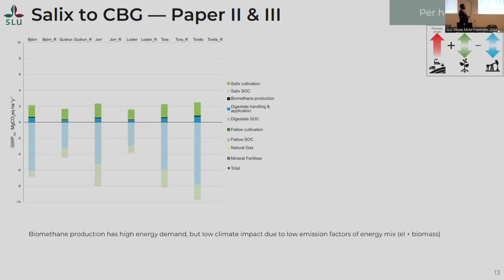And one thing of importance in this was that the biomethane production had a high energy demand, but it had a low impact on the climate. It was because in our system, we assumed a Swedish energy mix, where it was assumed that the energy needs in the biomethane production facility would be met with electricity and biomass, which had low emission factors. So if we would produce biomethane in another country with a different energy mix, obviously this black portion that we see of the biomethane production might increase significantly.